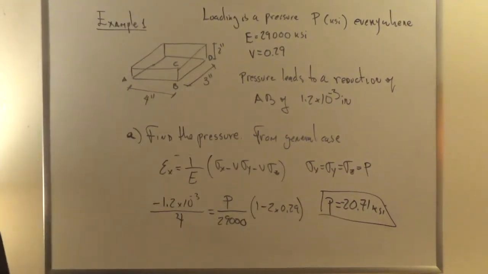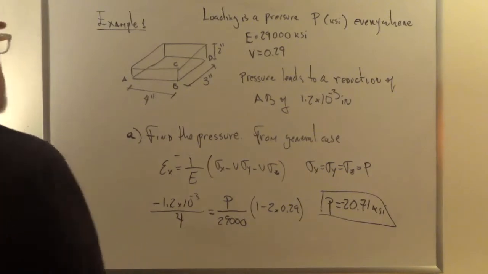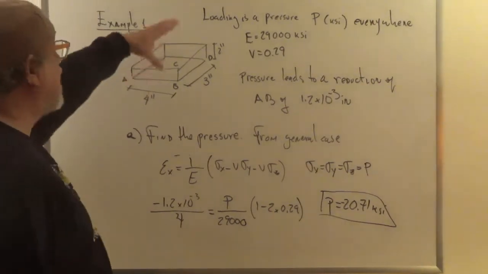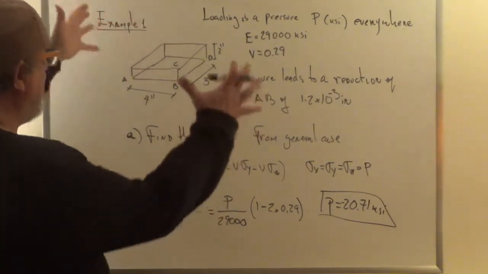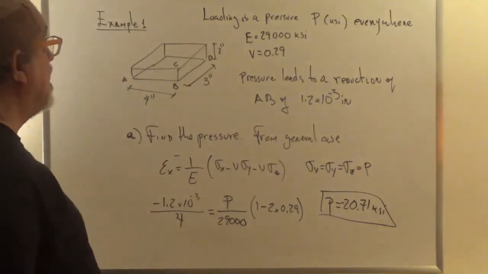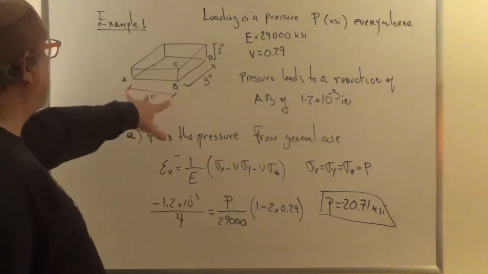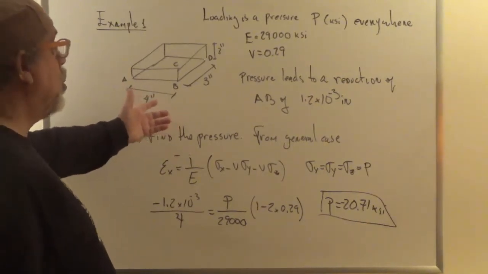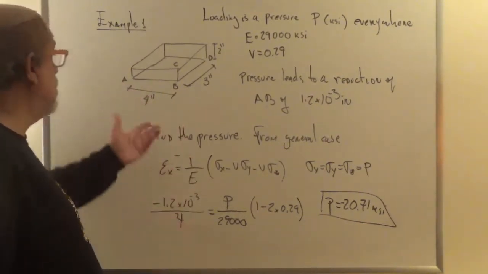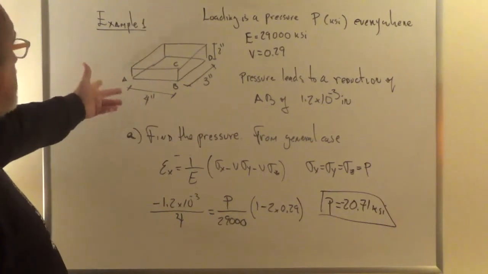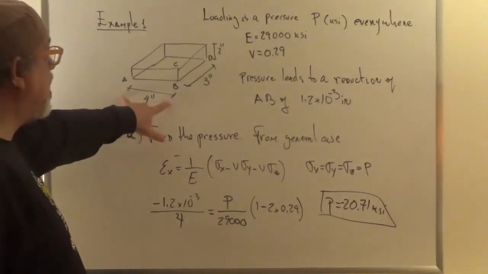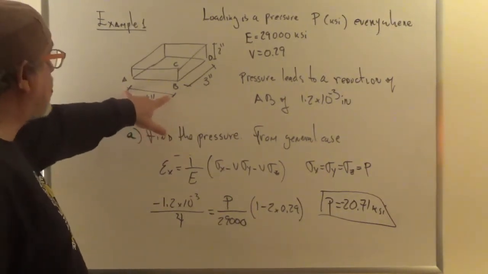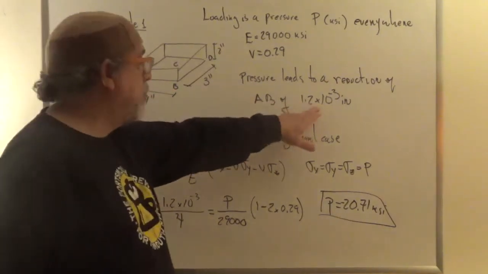So that's it, right? We have a body. The body has a certain dimension. There is a pressure everywhere. We made one measurement, so this is just trying to have you gain confidence looking at things and manipulating simple numbers, right? So you have a dimension here of 4, and that thing got shorter by how much? By 1.2 times 10 to the minus 3.